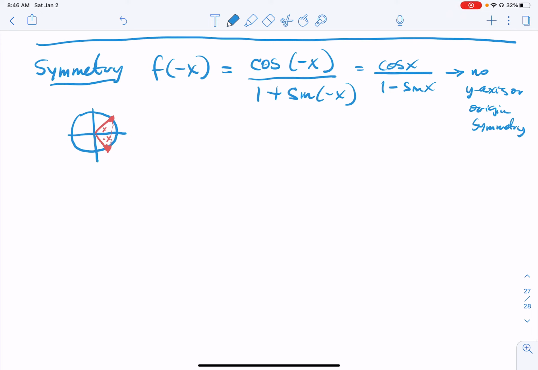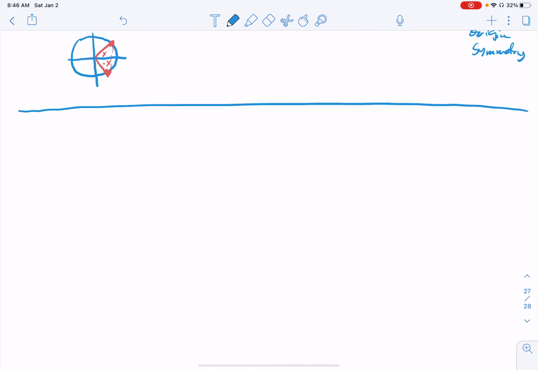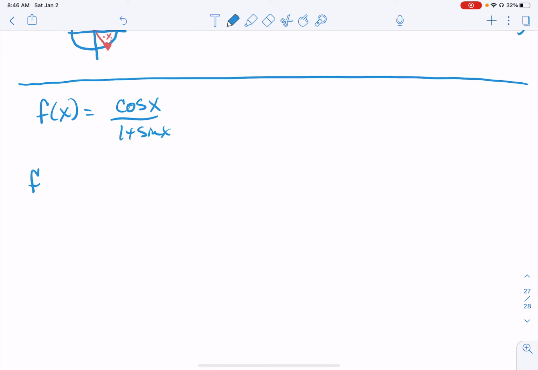Okay, all right, let's see. We've done symmetry, we've done x and y axis. I guess it's time for a little bit of calculus. How do we start this calculus? We start it by taking the first derivative. Let's, just for convenience, go ahead and write the function down again. Cosine over 1 plus sine. Looks like we're going to have to use the quotient rule again.